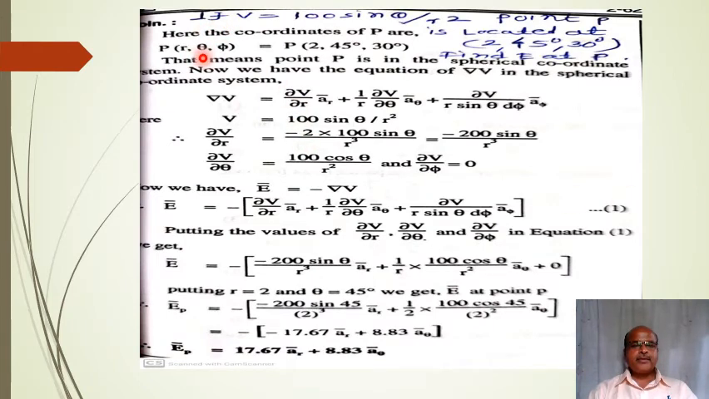Then the next problem we will take: if V is equal to 100 sine theta upon r square, and point P is located at (2, 45 degree, 30 degree). From this we can identify the coordinate system. What is the coordinate system? This is r, theta, phi: two angles and one distance r. So this is a spherical coordinate system. That means point P is in the spherical coordinate system.